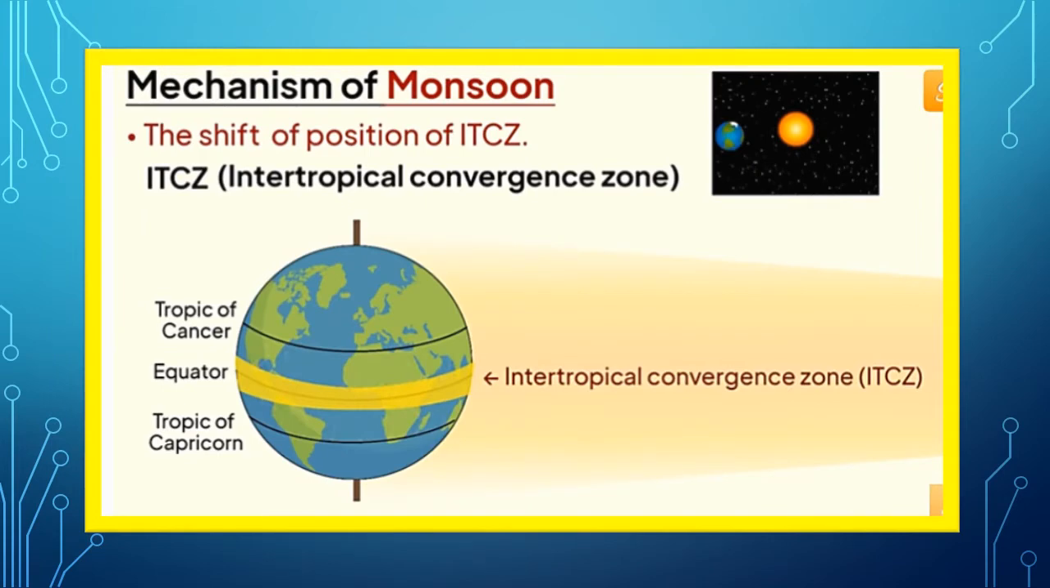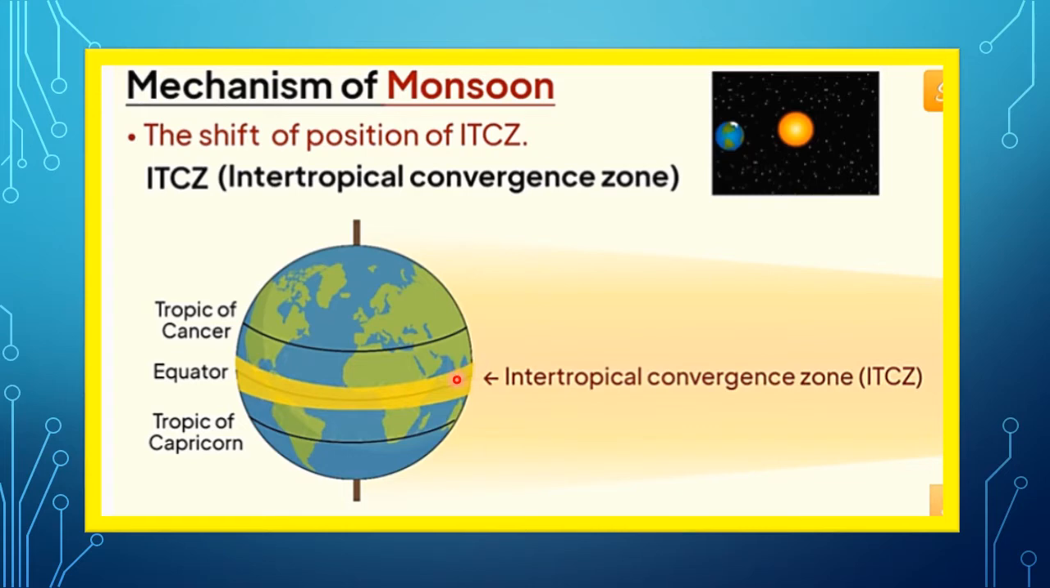The next mechanism is the shift of the position of ITCZ. Now what is ITCZ? Intertropical Convergence Zone. Now children, all of you know that the earth goes around the sun, and the direct rays of the sun fall on the equator, and this region becomes very hot. Ten degrees north and south of the equator is very hot, and the air here becomes hot and warm air rises, creating a region of low pressure.